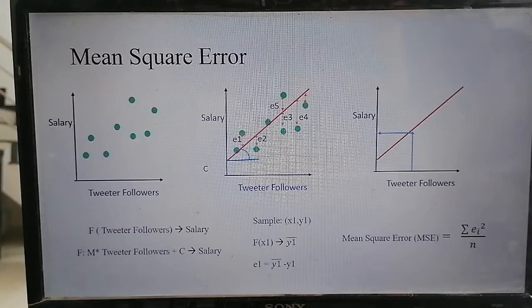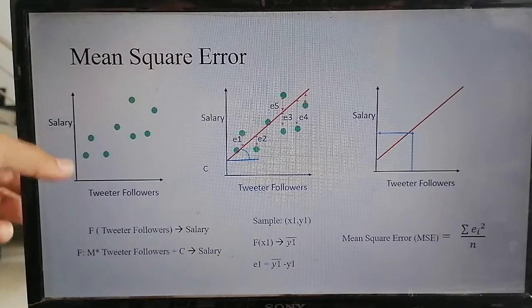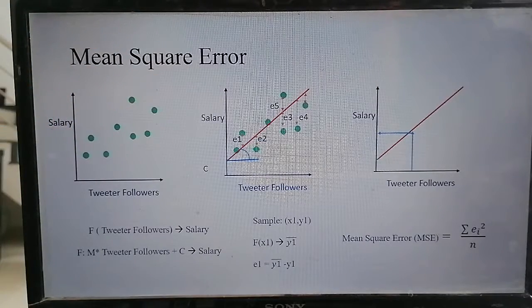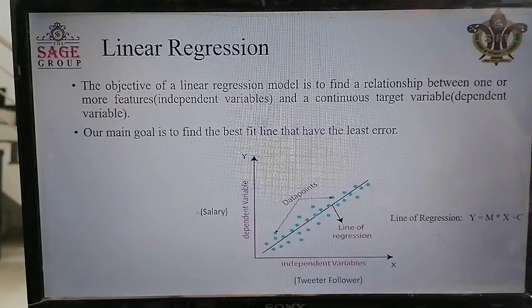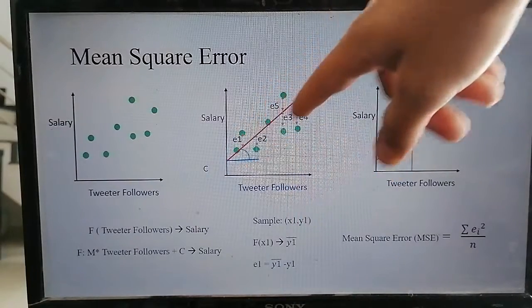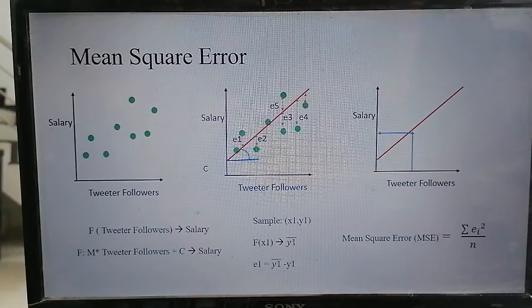Mean square error is the error which represents the error of any line, of any function. Here on the x-axis is the tutor follower and on the y-axis is the salary, and these are the samples. Initially we don't know the correct values of the model parameters m and c, so we will initialize the values randomly. Let's say we have initialized the values and we get the line in red color.